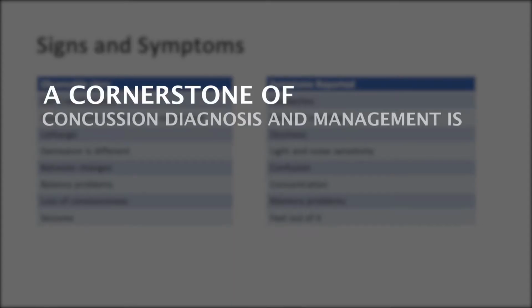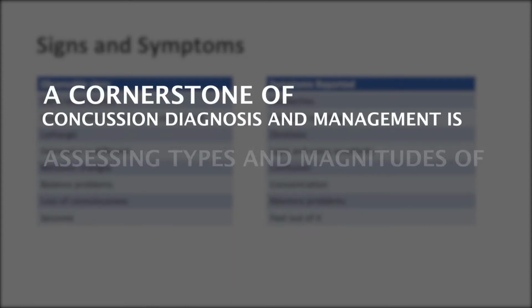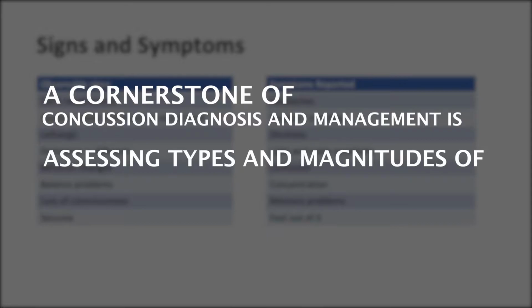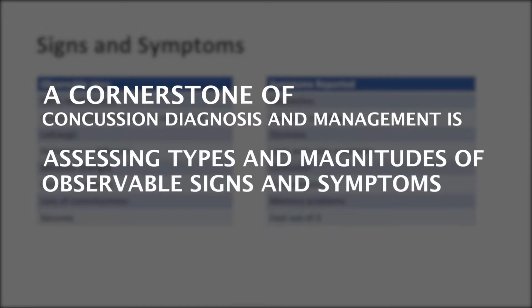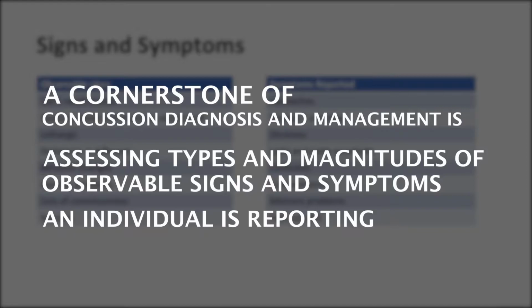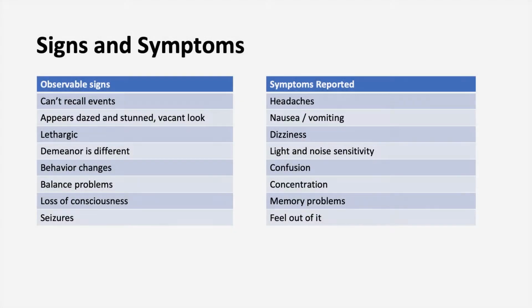One of the cornerstones of concussion diagnosis and management is assessing the types and magnitudes of observable signs and symptoms the individual is reporting. Observable signs are behaviors someone can observe, such as individuals having a blank vacant look, loss of balance, loss of consciousness, and sometimes seizures. Reportable symptoms are symptoms that the individual may tell you or complain about, such as headache, dizziness, confusion, or light sensitivity.